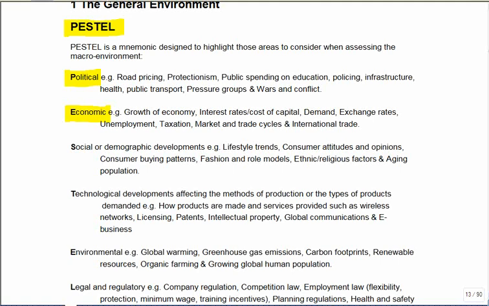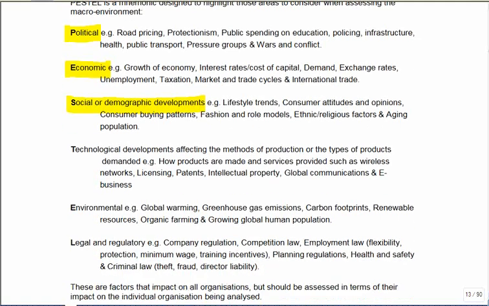By the way, don't learn these examples I've put here, because as I say, the examiner will give you his own examples in the question that he sets. The S stands for social and demographic factors. So people living longer or living in different parts of the country, or are they living on their own longer, all those sort of factors. Does any of that have an impact on our business?